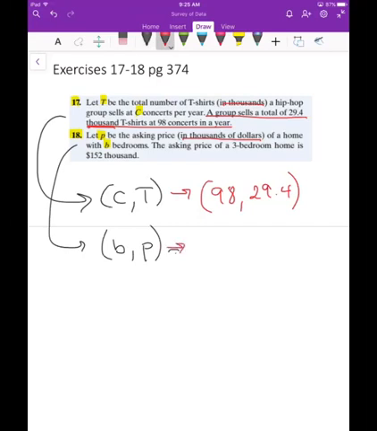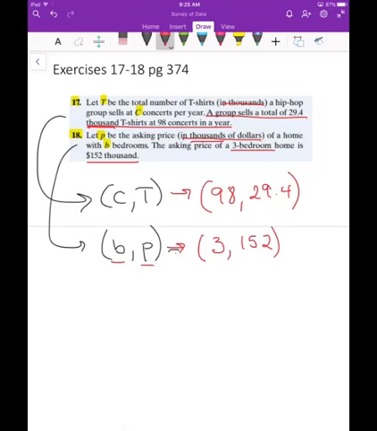So the ordered pair for the information is that we have a 3-bedroom home and we're asking $152,000. So what would that ordered pair look like? You should get 3 since it's 3 bedrooms, and then 152, which means the asking price is 152,000. Okay, so there you go. You've got it. There's the ordered pairs that represent those scenarios.